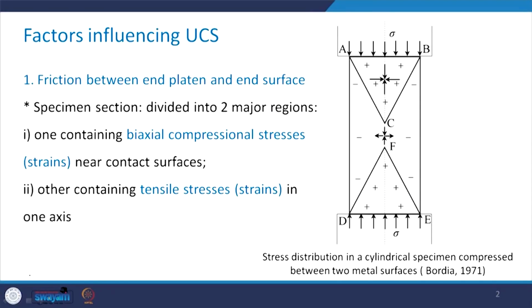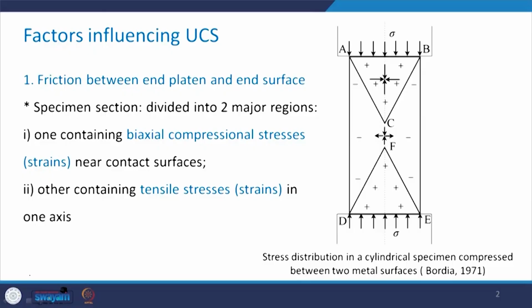So, the first and foremost and the most important one is the friction between end platen and the end surface. When I say that, see, this is the specimen, and when the loading platen is there through which the load is being mobilized onto this specimen, there is going to be a friction between this and the loading platen. Now, what happens because of the presence of the friction at this interface?